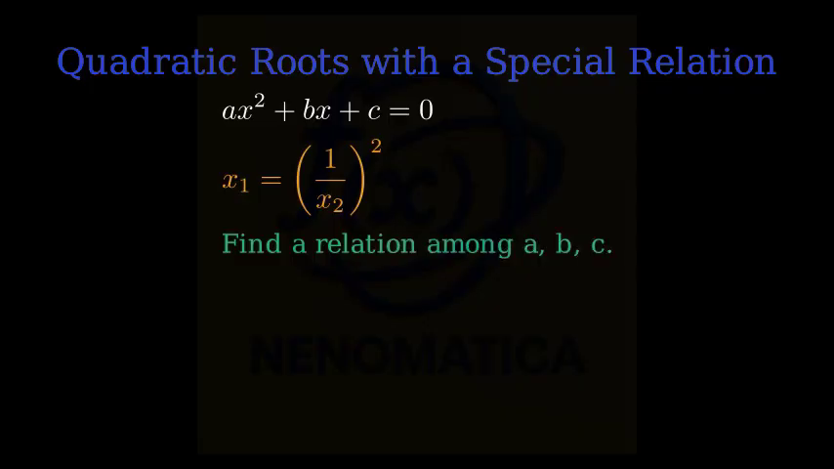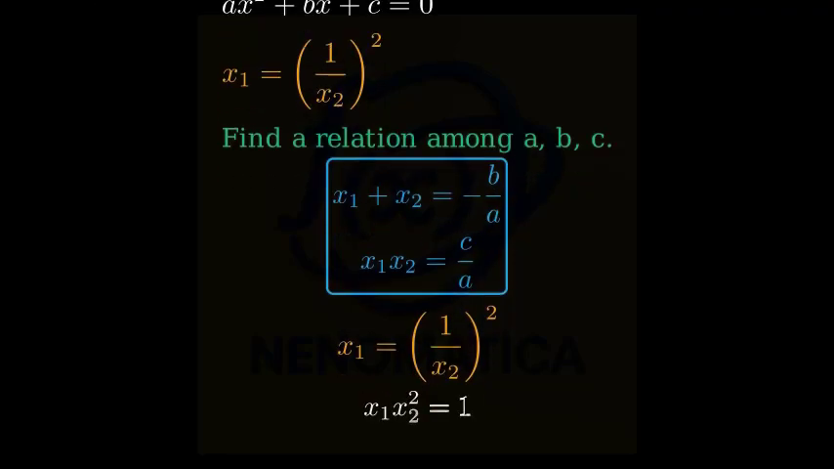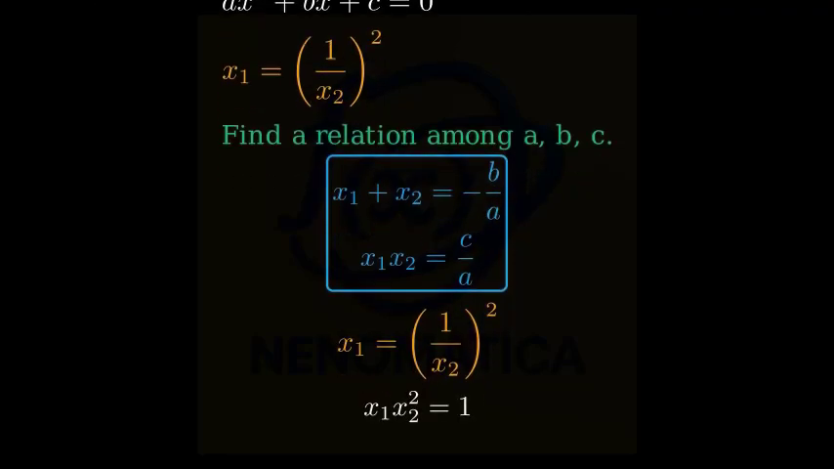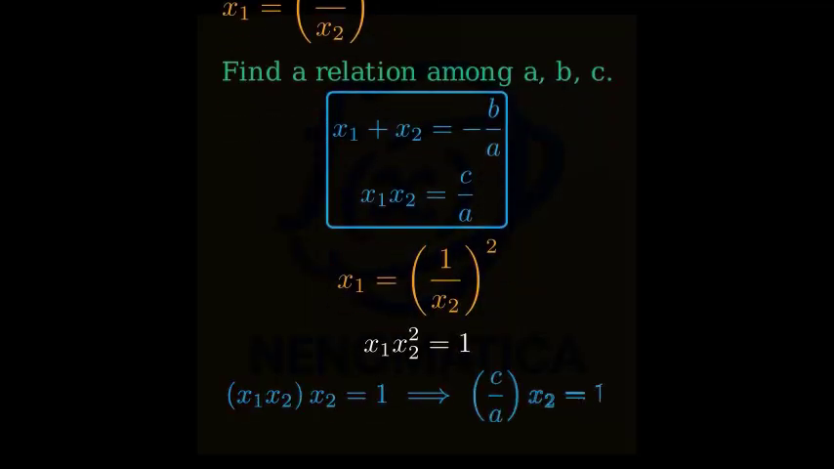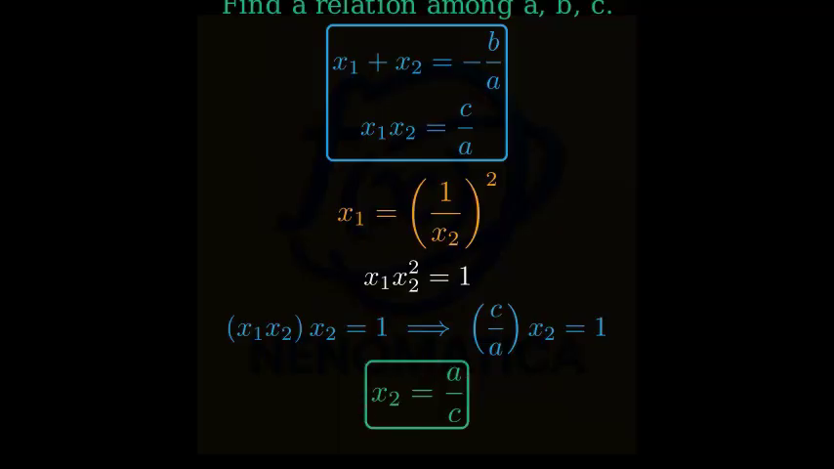First, recall Vieta's formulas for this quadratic. The sum of the roots x1 plus x2 equals negative b over a, and the product x1 times x2 equals c over a. Now use the given relation. x1 equals parentheses 1 over x2 parentheses squared. Multiply both sides by x2 squared to get x1 times x2 squared equals 1. Replace x1 times x2 by c over a. That gives parentheses c over a parentheses times x2 equals 1. Solve for x2 to obtain x2 equals a over c.